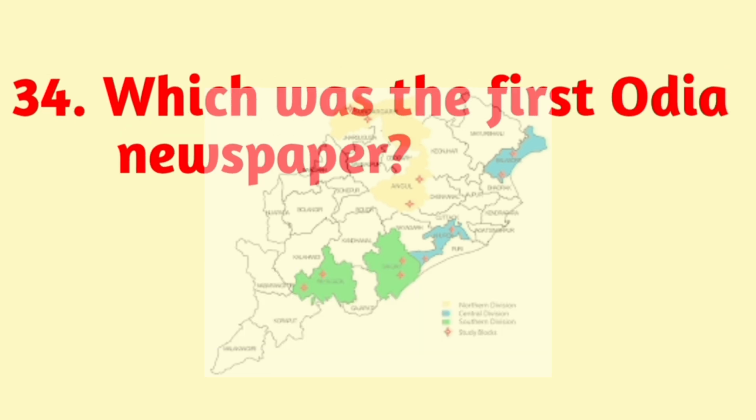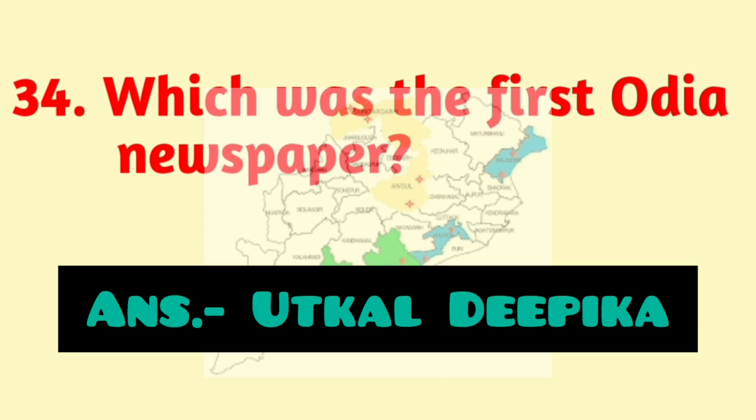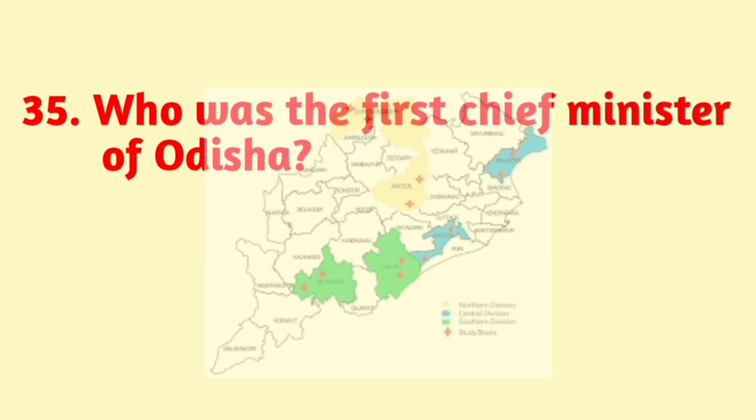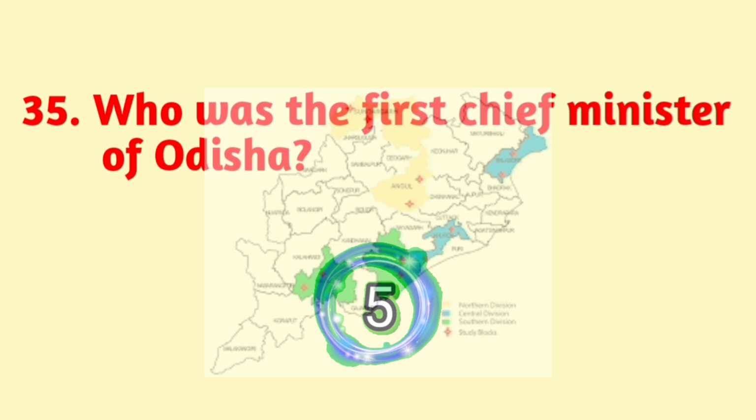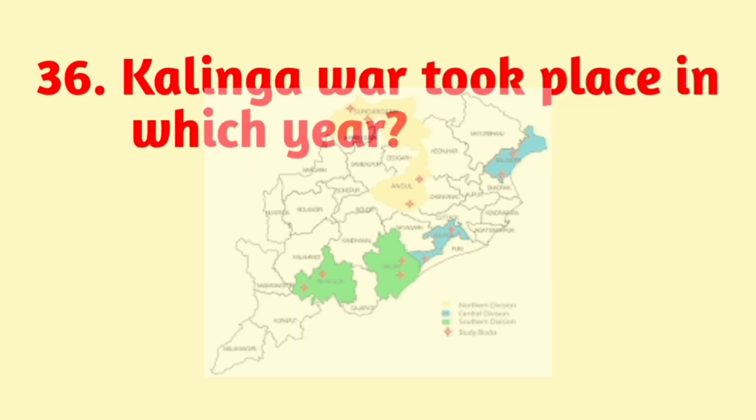Question number 34. Which was the first Odia newspaper? The answer is Utkala Deepika. Question number 35. Who was the first chief minister of Odisha? Answer is Hare Krishna Mahatab.